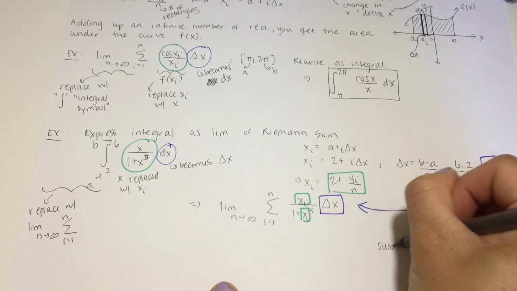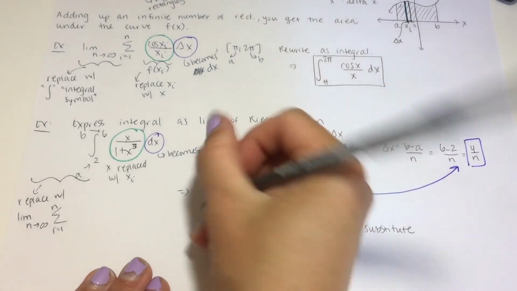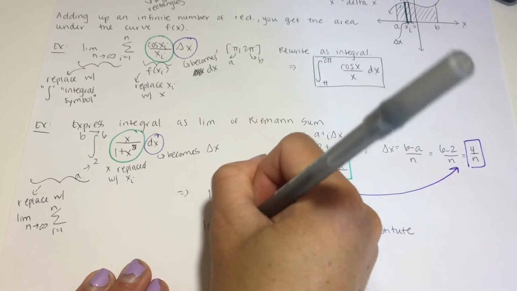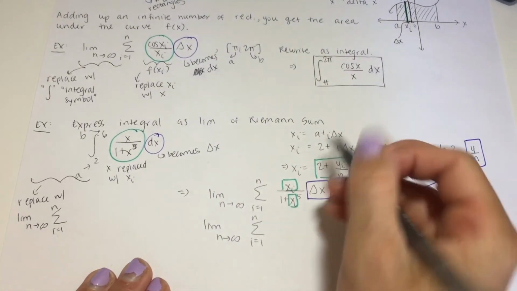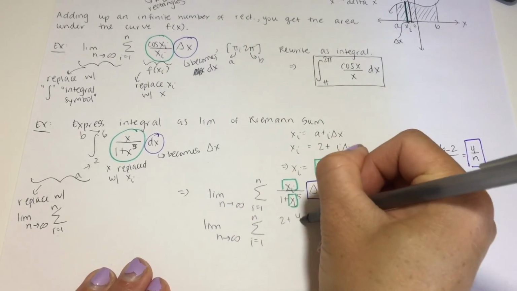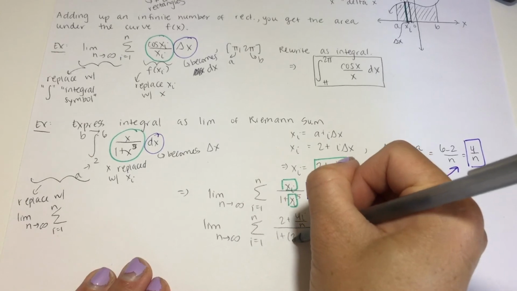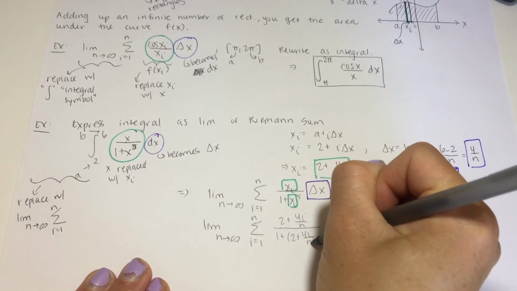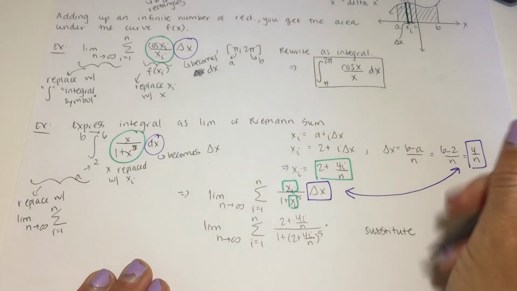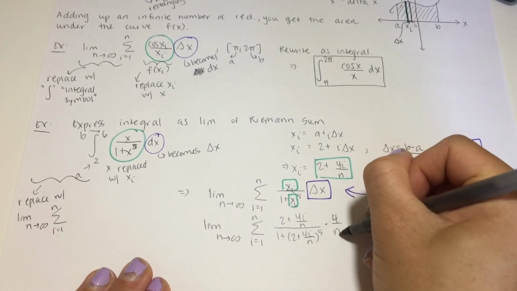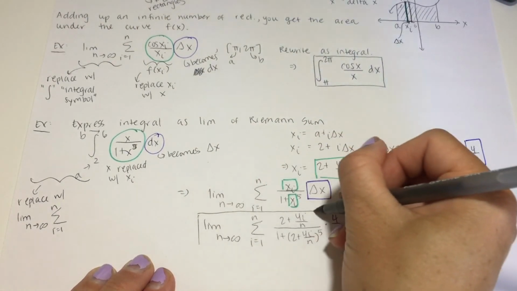So now just substituting these terms, we get the limit as n goes to infinity of the sum from i equals 1 to n of 2 plus 4i over n on the numerator, over 1 plus (2 plus 4i over n) in parentheses to the 5th, times 4 over n. And that is going to be your final answer.